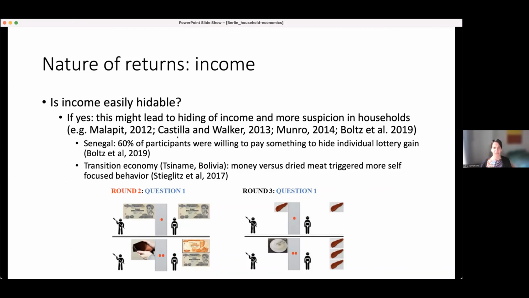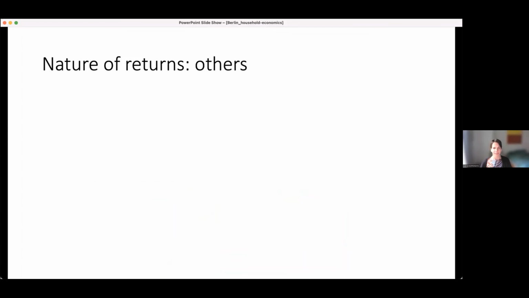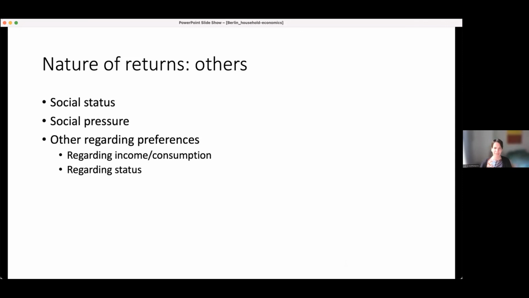So this is one thing that we wanted to stress. We have to think really about how we pay people. What kind of returns does the household receive? The other thing is, of course, money is not the only thing. There are lots of other things that play a role when we talk about returns. We have social status. We already talked about these kinds of things. We have social pressure, obviously, and then we also have all these other-regarding preferences. So we care about the other.